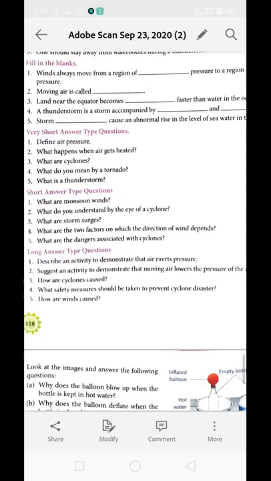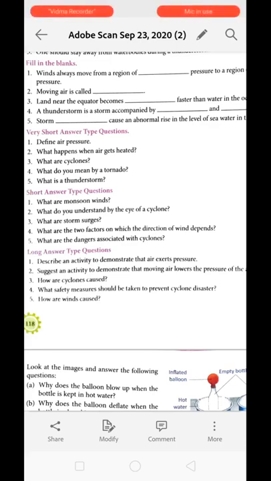Now section C. Fill in the blanks. Wind always moves from a region of high air pressure to a region of low air pressure. First one you should write high. In the second one you will write low air pressure. Next is the second question. Moving air is called wind. Understood? Third question. Land near the equator becomes warmer faster than the water in the ocean in summer. So the answer is warmer.